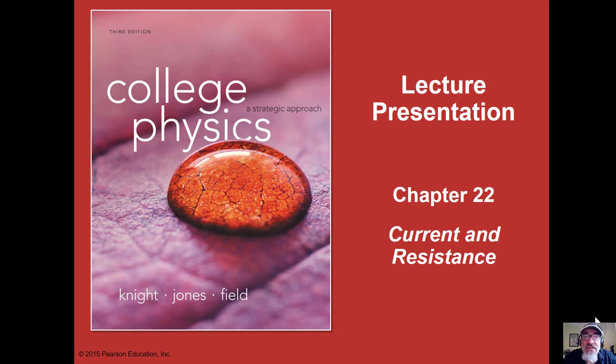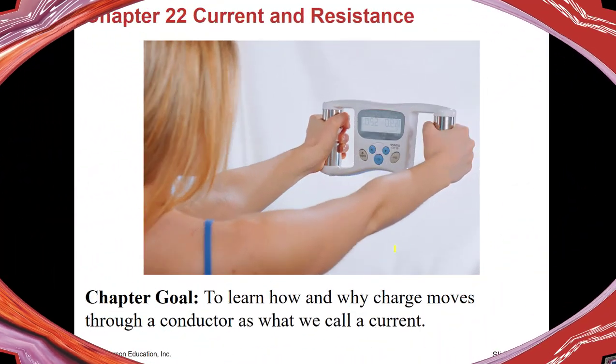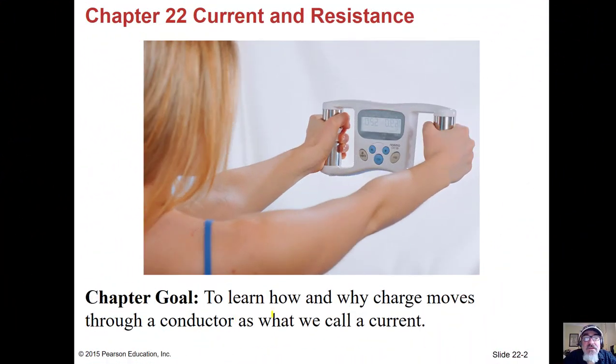So current and resistance. The next chapter is actually on circuits, so kind of a similar theme here for a bit. Okay, so the goal of this chapter is to learn how and why charges move through a conductor, as we call current. Same kind of idea that we had before. Before we had electrostatics, things were not moving. Now we're going to allow groups of charges to move in something called current. And there is a resistance to the flow of charge, something called, as you might have guessed, resistance.